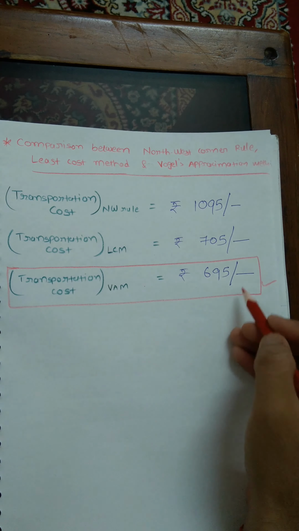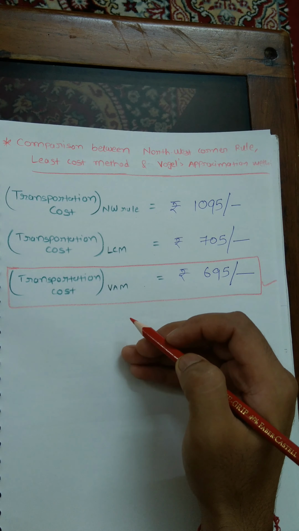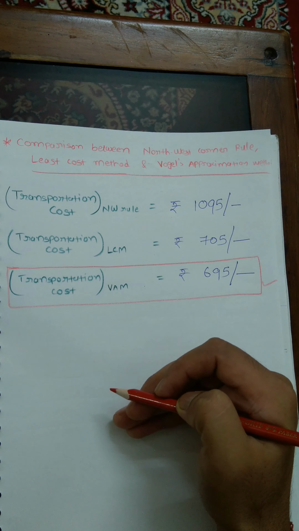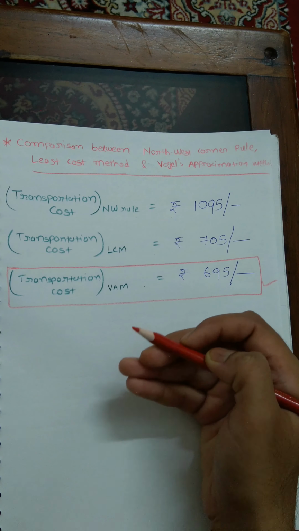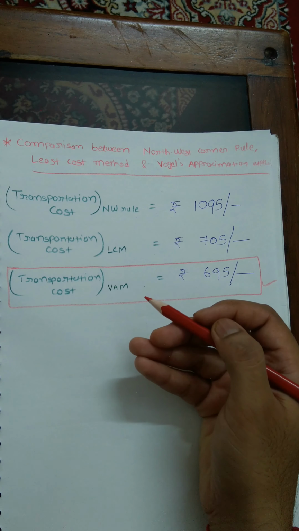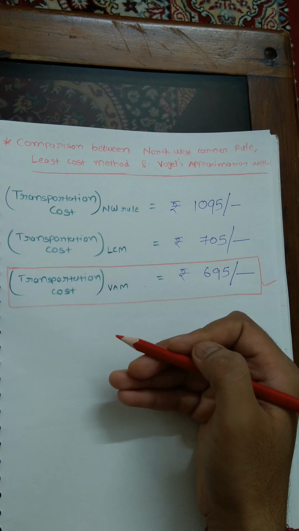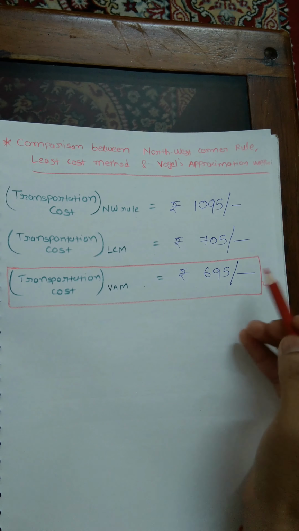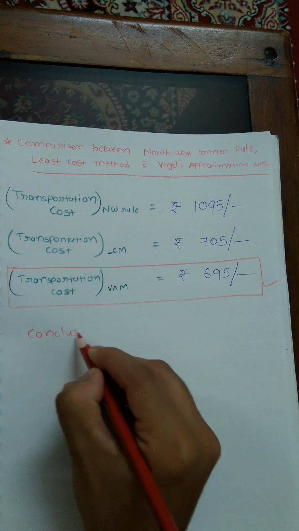Amongst the methods of initial basic feasible solution, the VAM method is the best method, but we again need to check for optimality, that is, whether any improvement is still possible in transportation cost or not. Can we still get a lower transportation cost, because our aim is to get the minimum possible transportation cost. That can be done by the second step, checking for optimality by some other method.